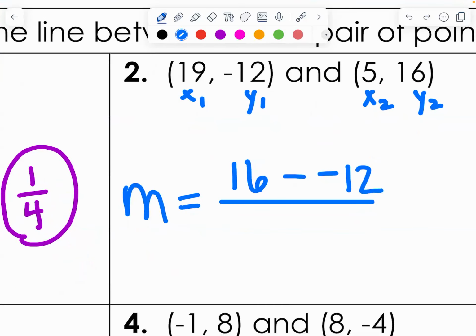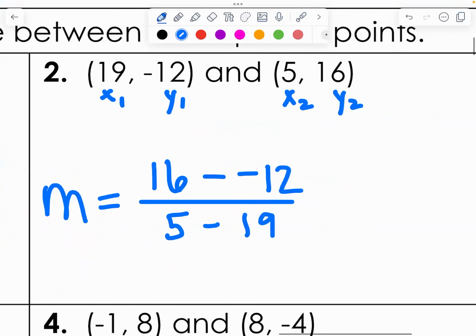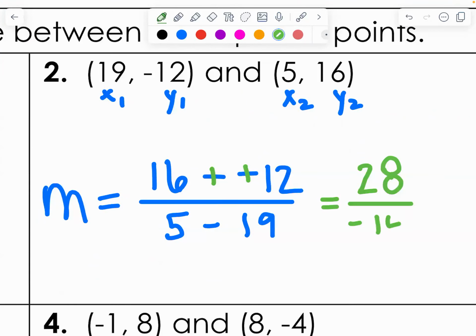Okay. So then Austin, what would be in our denominator? 5 minus. Very good. Okay. So, Wes, help me out. What is 16 minus negative 12? Which is what? How about 28? Yeah. Okay. What about 5 minus 19? What's that? Negative 14. Good.